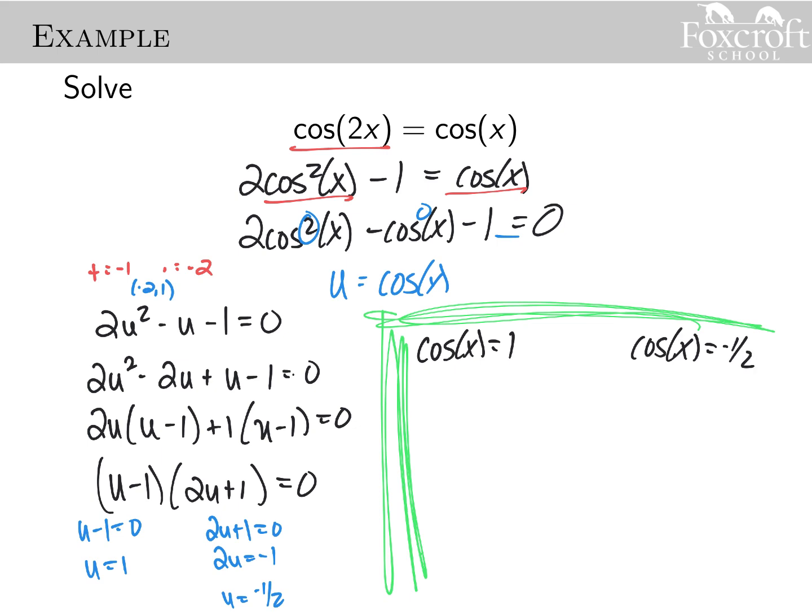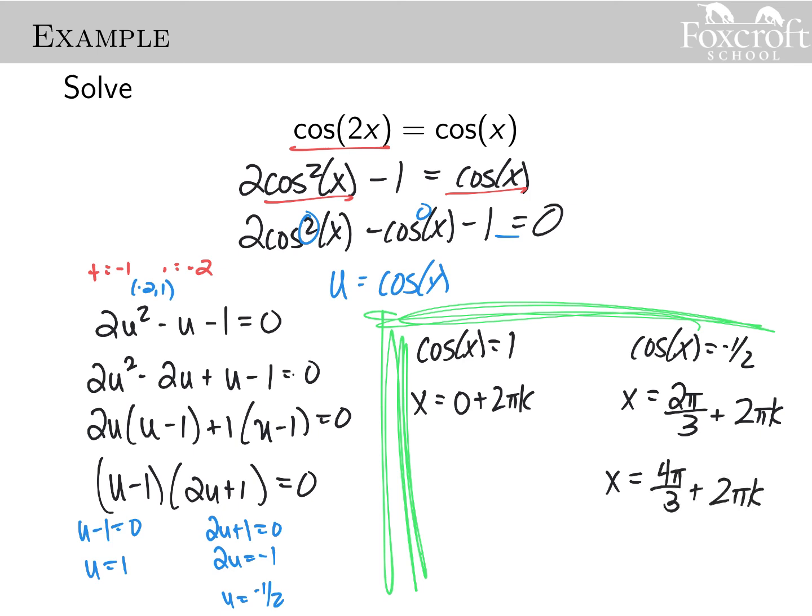Cosine of x is 1 only on the far right of the circle, so that's when we get 0 plus 2 pi k. The cosine is -1/2 in quadrants 2 and 3. And cosine is 1/2 at pi over 3. So if I put all that together, I'm going to get 2 pi over 3 as the angle in the second quadrant. And the angle in the third quadrant when cosine is negative is going to be 4 pi over 3.